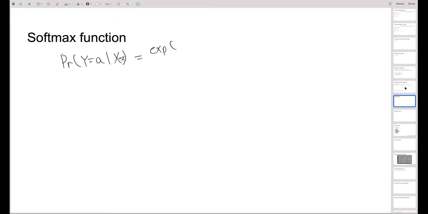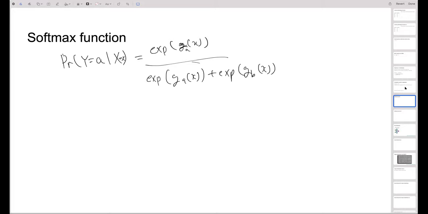Exponentiate and do something with x of g, right? G is some function that I'm going to do something with x. And then I'll put a here because it's for class A. And what I'm going to do is, I have A in the denominator, I put the same value here, exponentiation of g of a of x, but I also have the other labels, function b of x. So what does this do?